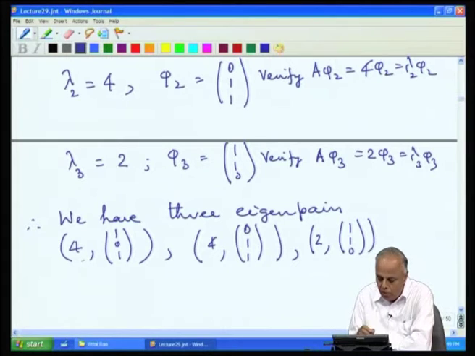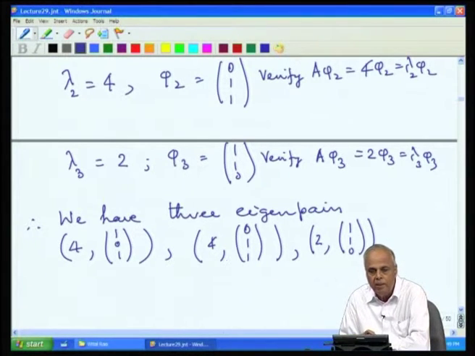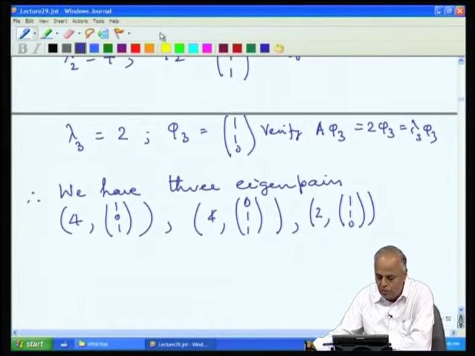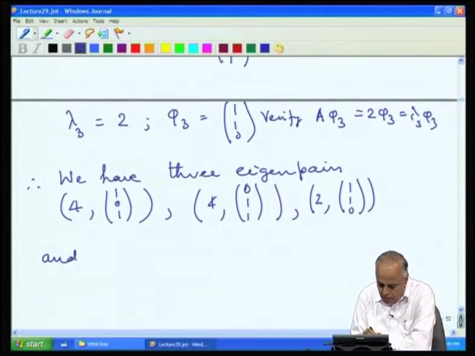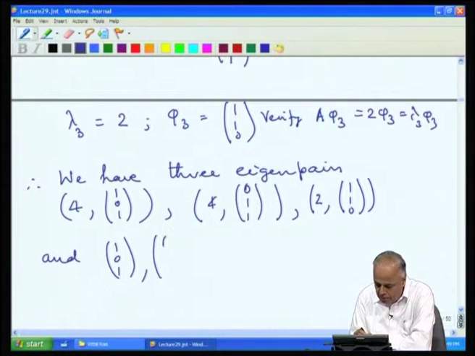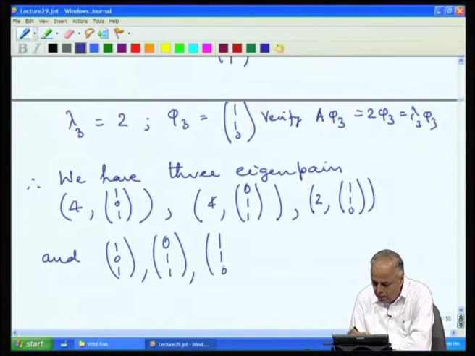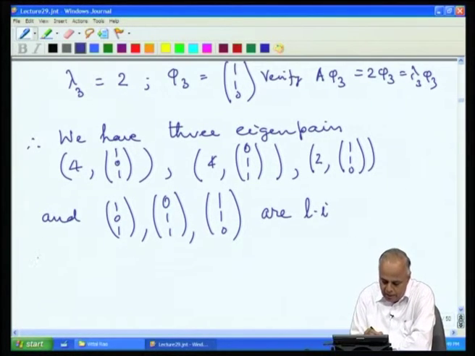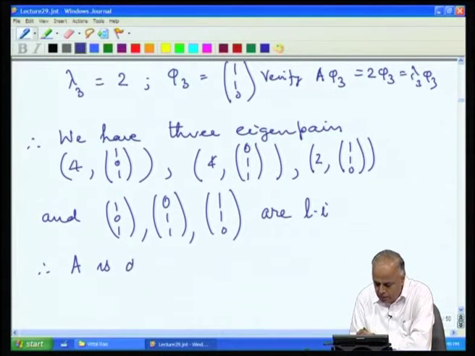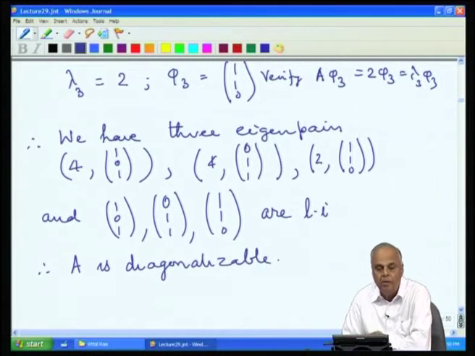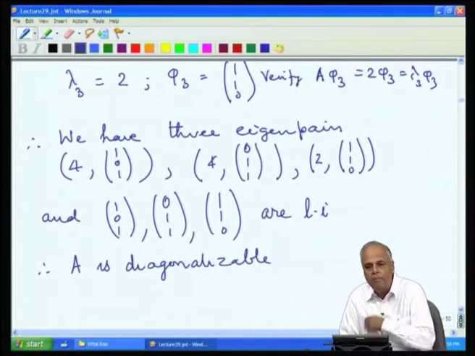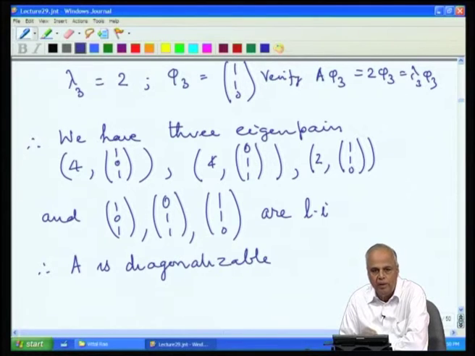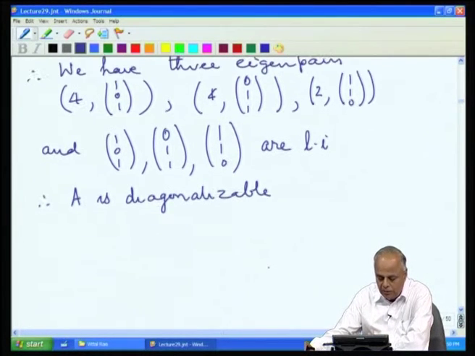Notice that the number 4 repeats in the first and the second pair, but the corresponding eigenvectors we have chosen are different, and the eigenvectors involved are linearly independent. Therefore, A is diagonalizable. For a 3 by 3 matrix A, we have found 3 eigenpairs lambda 1 phi 1, lambda 2 phi 2, lambda 3 phi 3, and phi 1, phi 2, phi 3 are linearly independent, and hence A is diagonalizable.